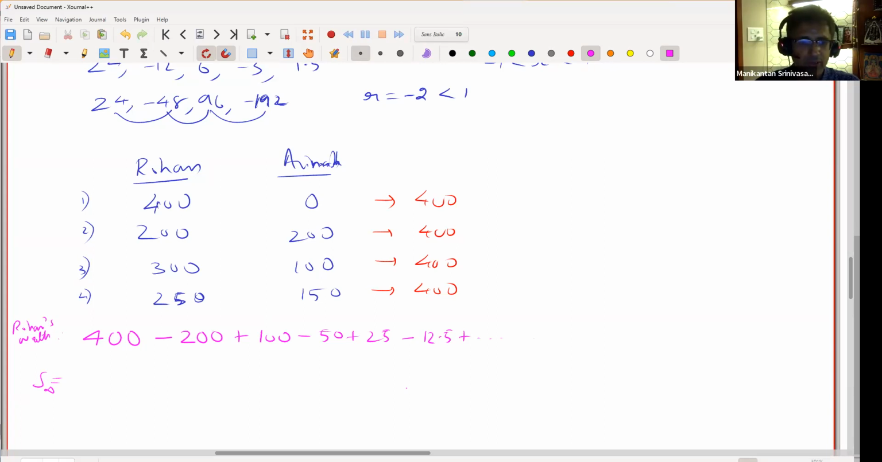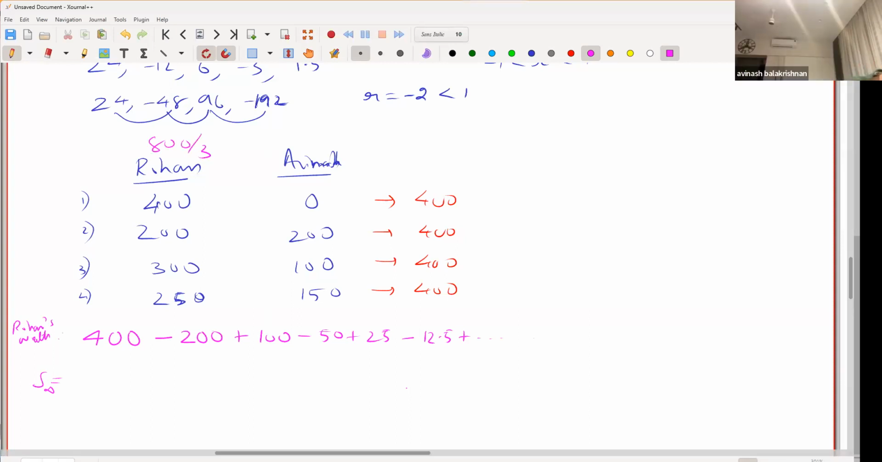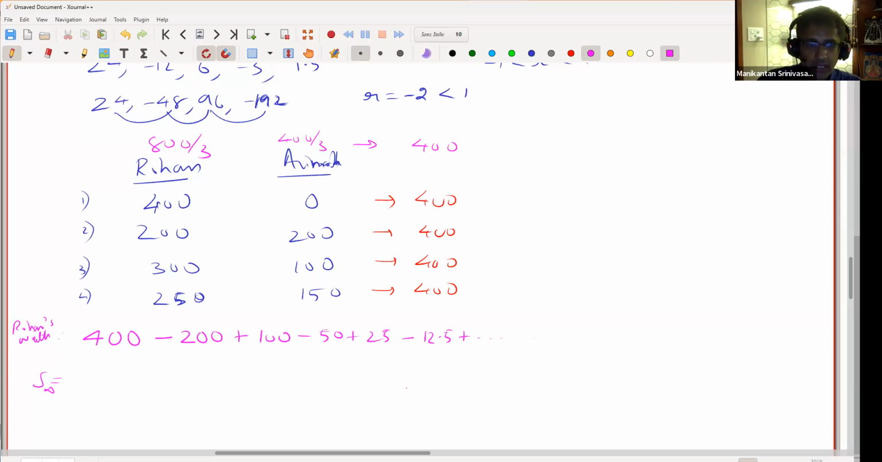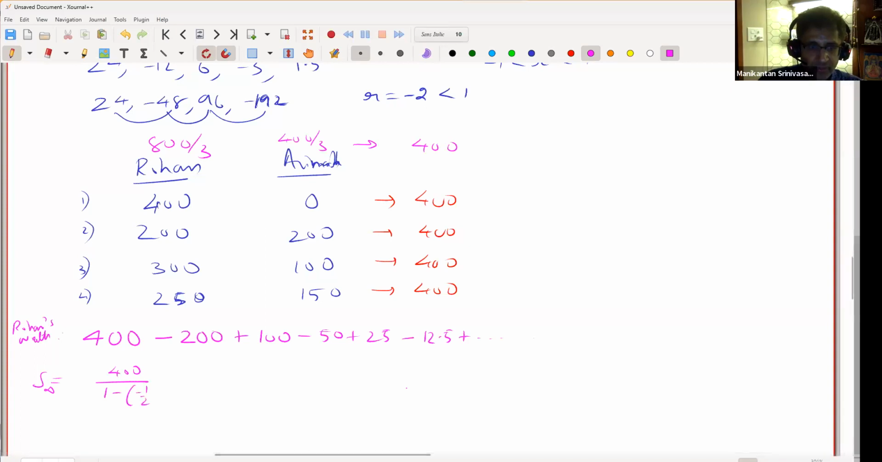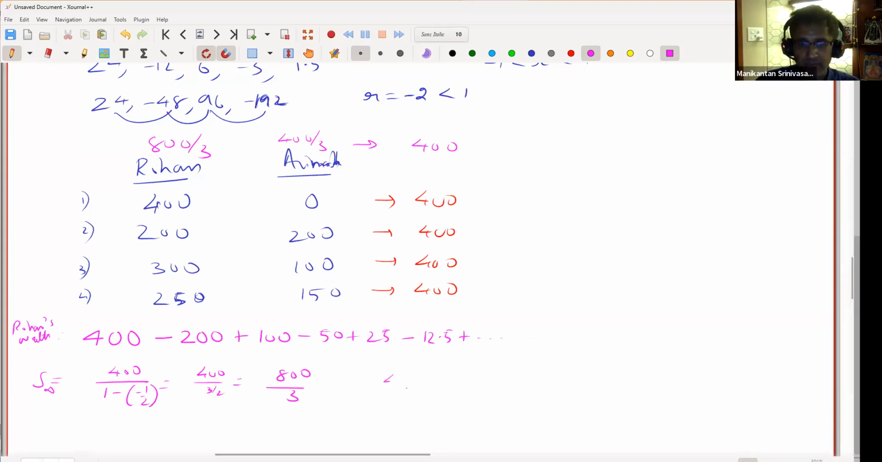Rohan, by now you should have an answer. What is S infinity? Rohan will have 800 upon 3. And Avinash 400 by 3. The first check is that these two should add up to 400. They do add up to 1200 by 3, which is 400. Let's check. This is A, which is 400. R is minus half. So indeed it's 400 by 3 by 2, which is 800 by 3.